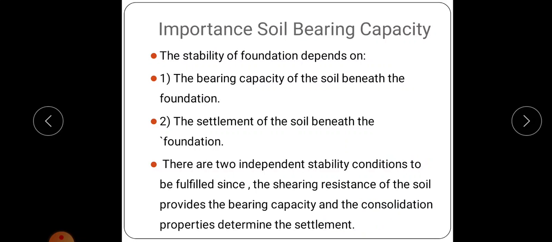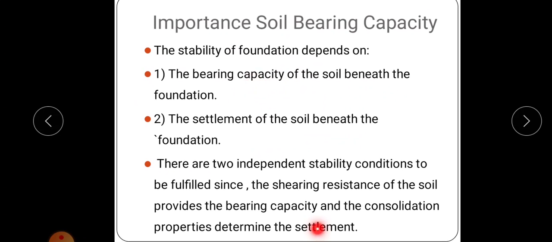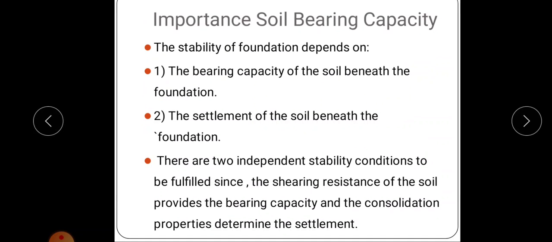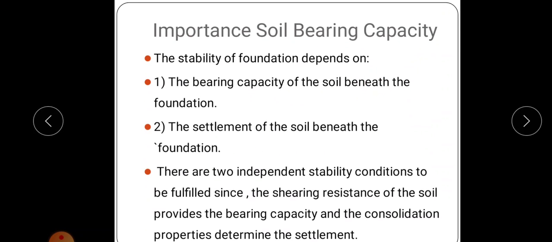Next, importance of soil bearing capacity. The stability of a foundation depends upon the bearing capacity of the soil beneath the foundation and the settlement of soil beneath the foundation. So when we are designing a foundation, we have to consider two factors, that is, the bearing capacity of the soil and the settlement of the soil. The bearing capacity should be such that the soil should not fail under shear, and the settlement of the soil should be within permissible limit. These are the two main important conditions we have to adopt when we are designing a foundation.